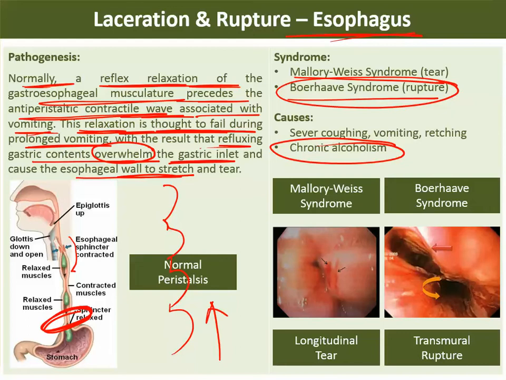Okay, so these are two endoscopy findings. You can see small lacerations here, and they will be longitudinal. And here you are seeing the complete rupture in endoscopy. So this is transmural, meaning the complete wall of the esophagus goes for rupture; mural means wall, trans means complete. And here you will be seeing longitudinal tears.